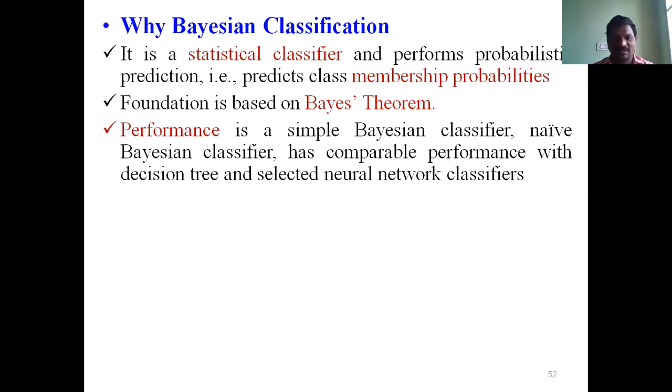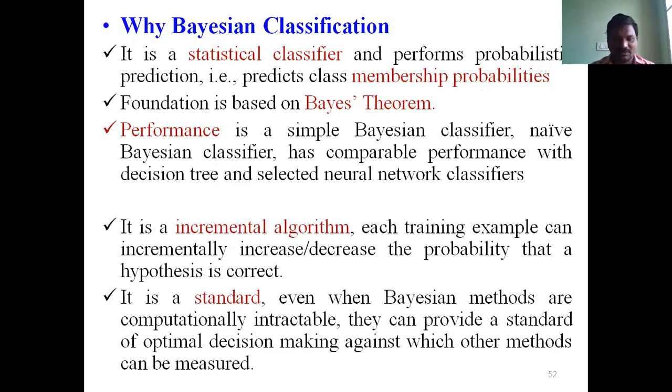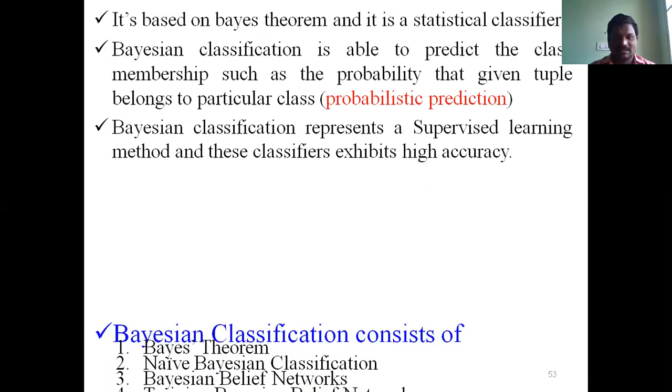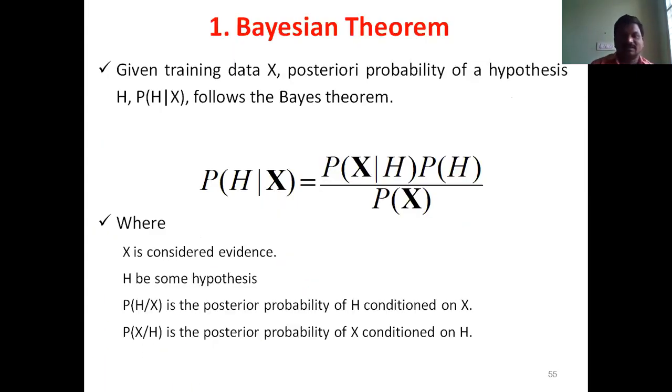The Naive Bayesian classifier has comparable performance with decision tree and selected neural network classifiers. This is some information about the Naive Bayesian classifier, which depends upon Bayes theorem. What is the Bayes theorem?